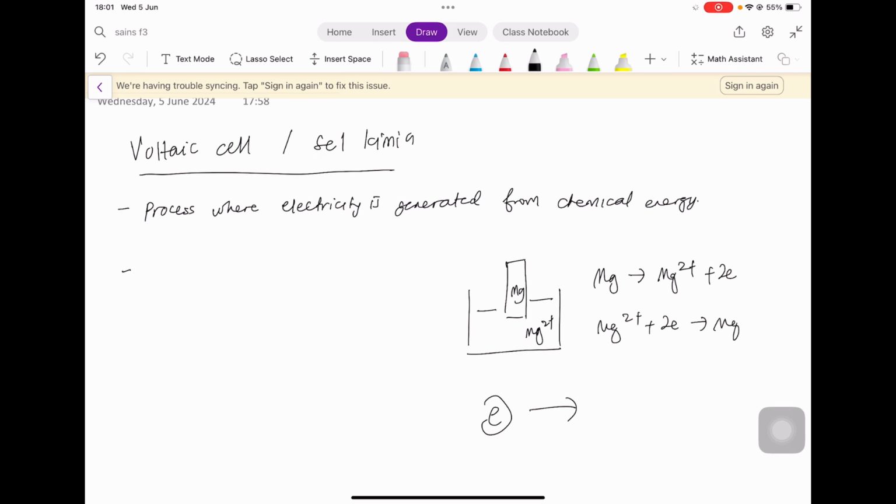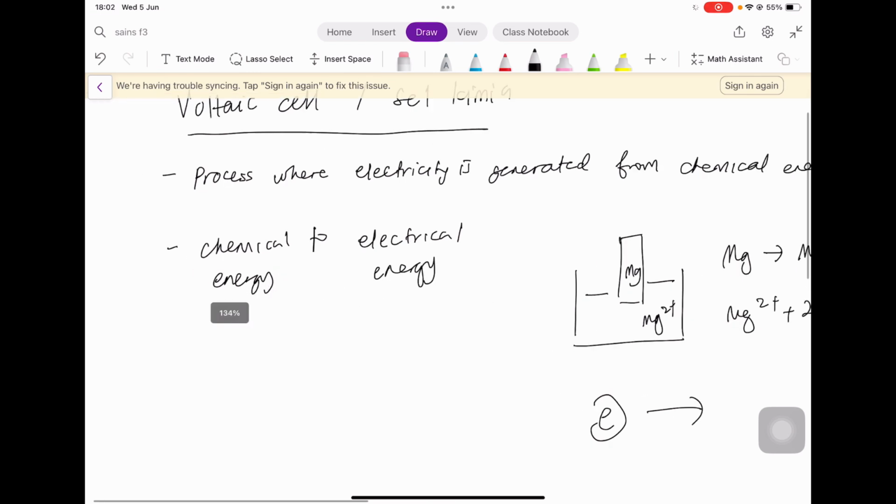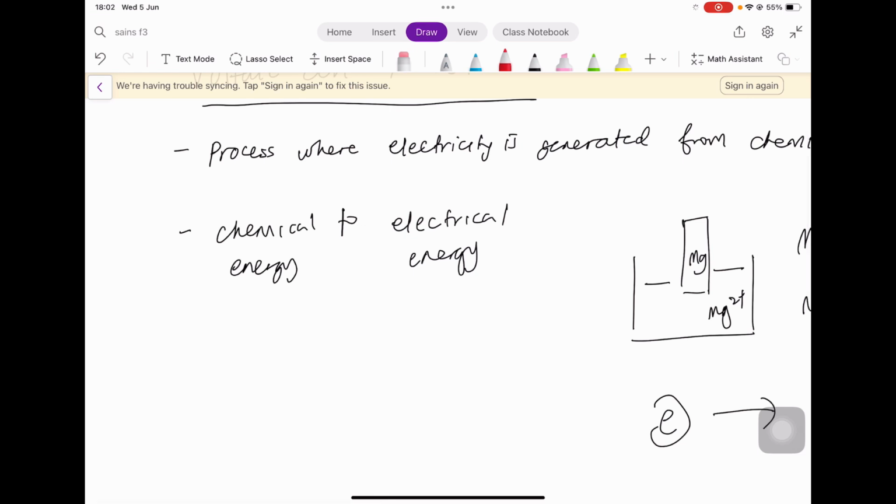Okay, so you can see that the energy conversion for voltaic cell is from chemical to electrical energy. So this is the energy conversion. Ini pun selalu juga masuk. So jangan jawab error. You should say chemical energy to electrical energy. Okay, remember, chemical energy ni is from what? Tadi saya cakap electron moves, so electricity is generated.